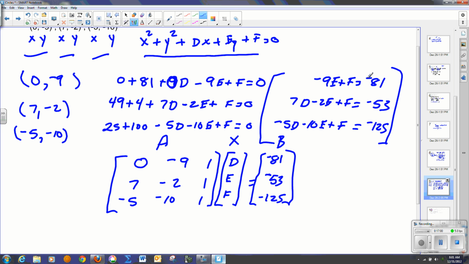Now, if you remember from last year, that if I want to find my unknown matrix, I need to take the inverse of my A matrix and multiply it by my B matrix. But in order to do this, we're going to need our calculator. So let's get those out.